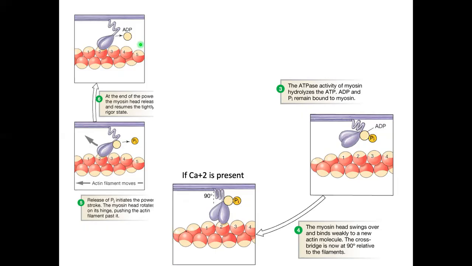Another player is calcium. You have to have calcium in order to allow myosin to bind to actin, right? The tropomyosin and troponin are covering the active sites on the actin unless calcium is present. So you need to practice this a couple of times.